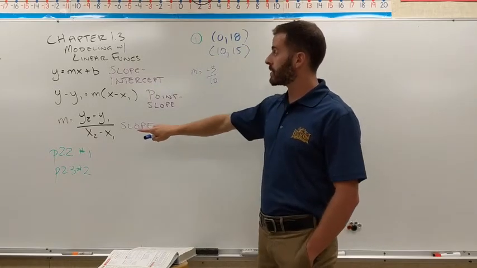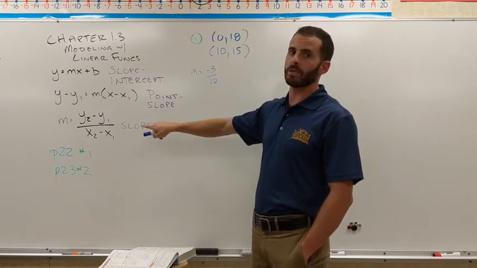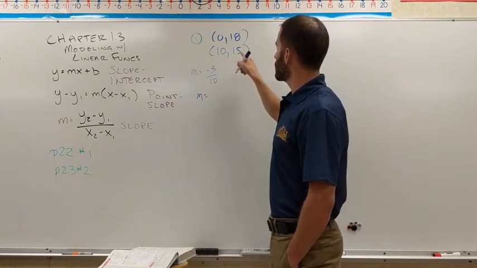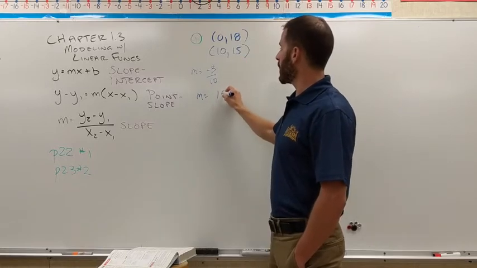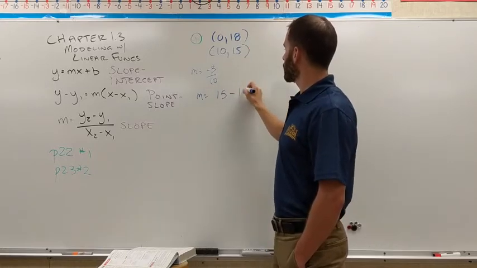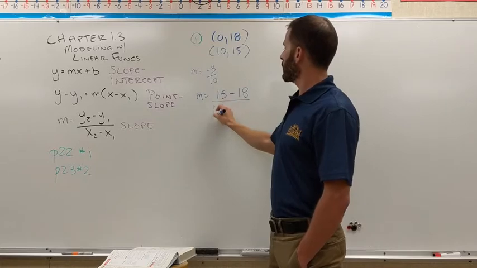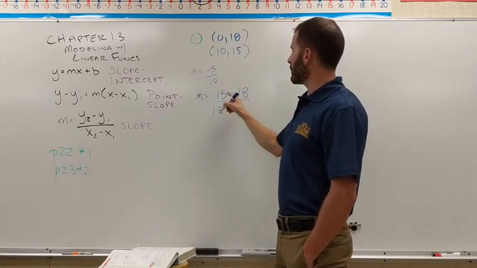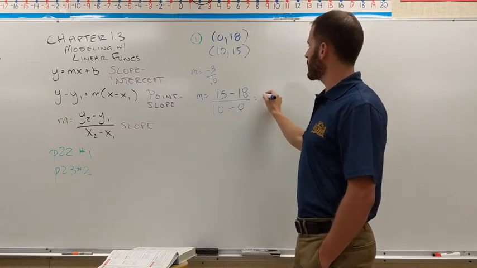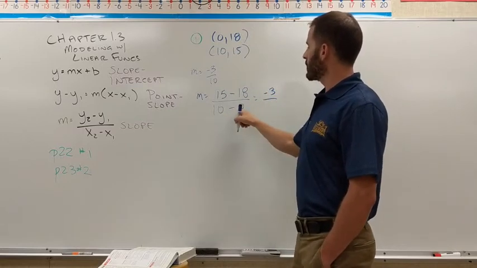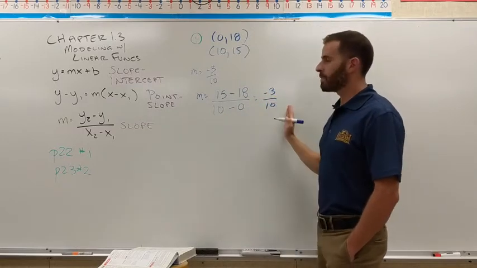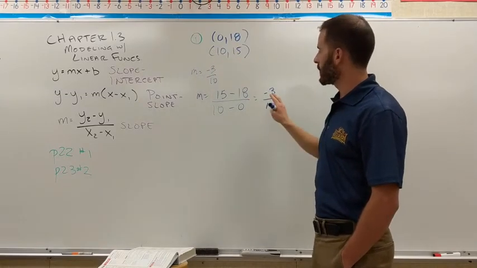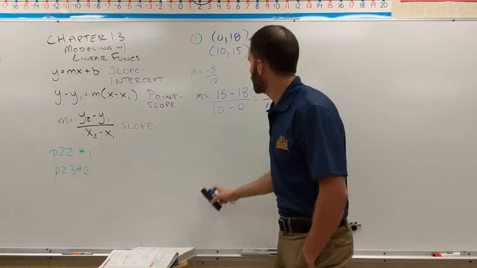I will use this formula just in case you need the practice. My slope is going to be my second y minus my first y over my second x minus my first x, and I'm going to simplify. 15 minus 18 is -3, 10 minus 0 is 10. The math matches the picture where I got that slope from. We're going to do more of that later.